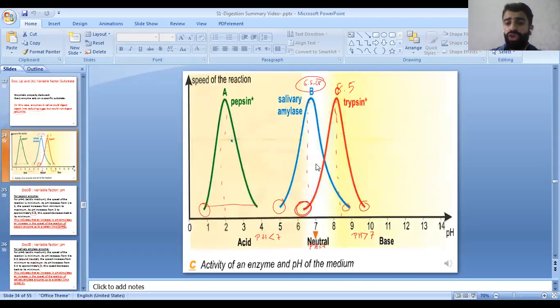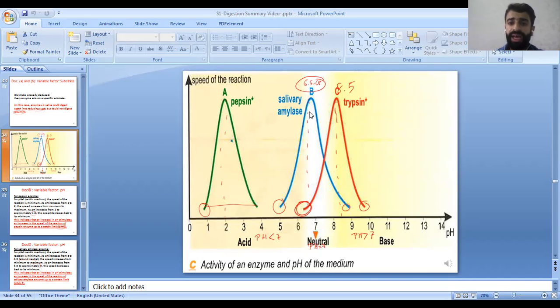Moving to this figure showing the different pH media for three different enzymes: pepsin, salivary amylase, and trypsin. Pepsin, as you know, pepsin like Pepsi, is acid. So it works in an acidic medium at pH equal 2 to 2.5. It works at its best. As the pH increases from 2.5, the activity or the speed of reaction decreases. So it works at best at this pH.